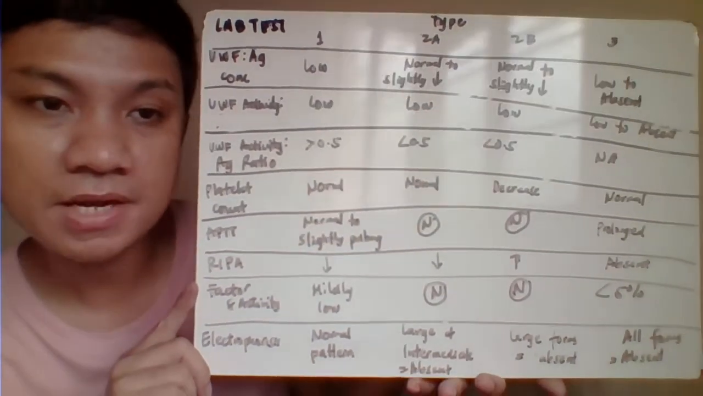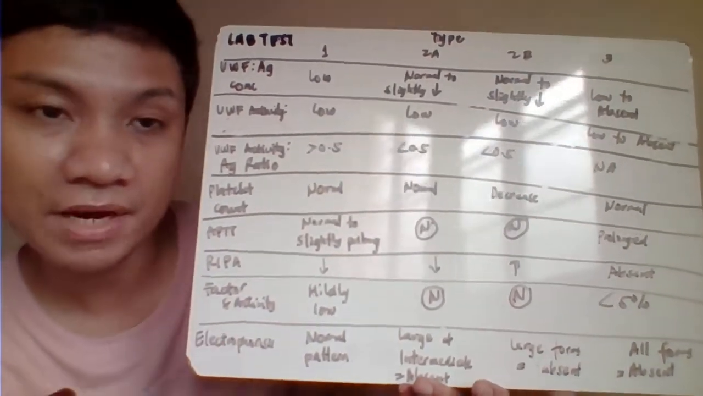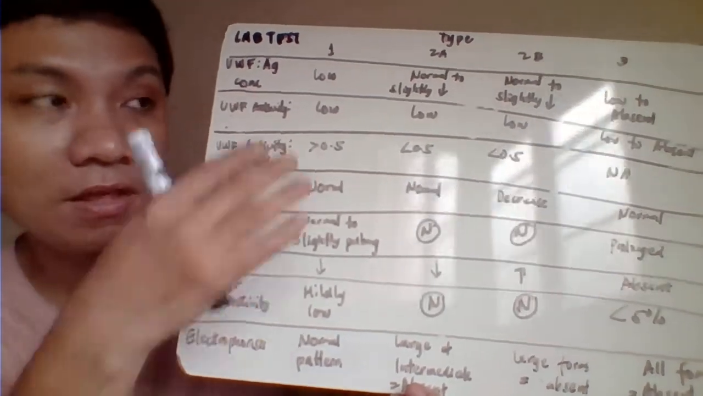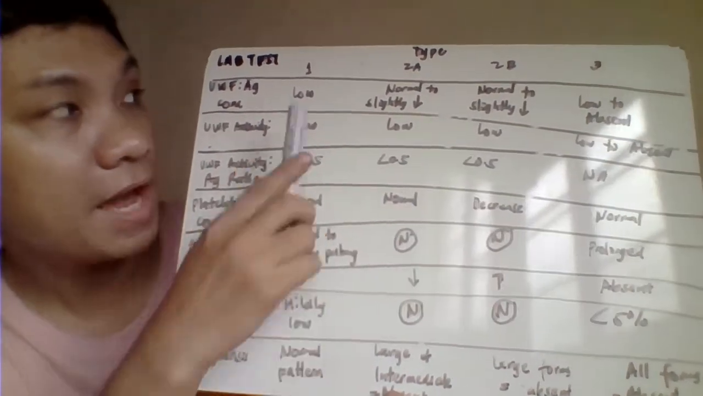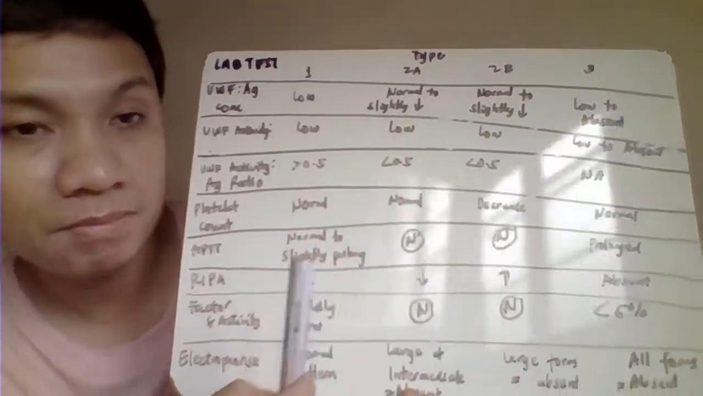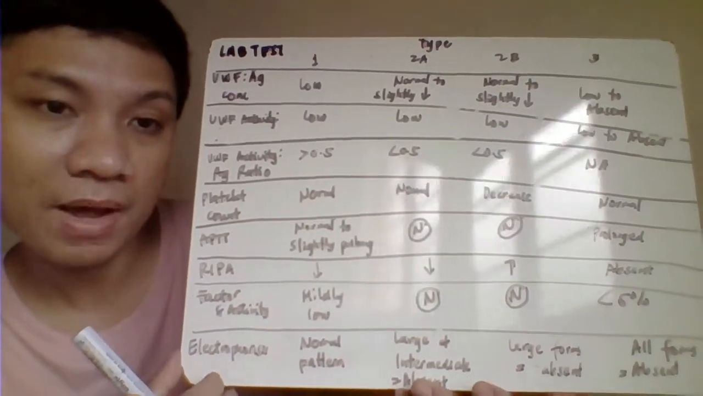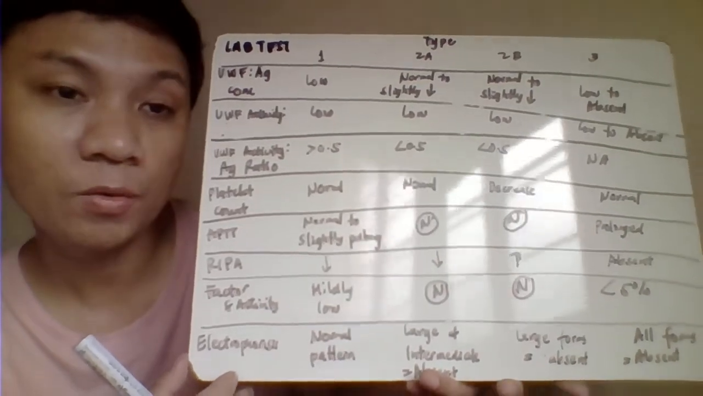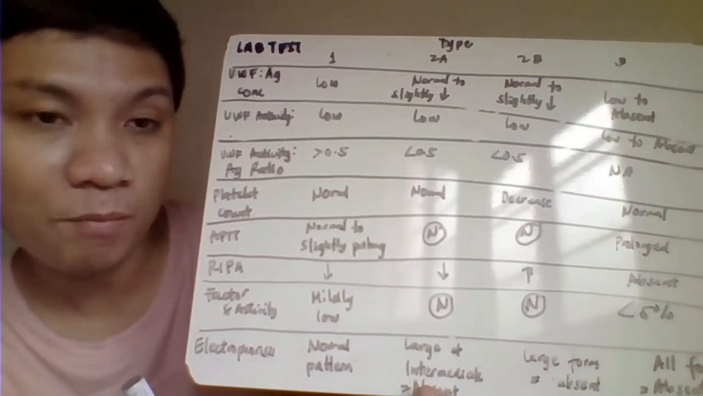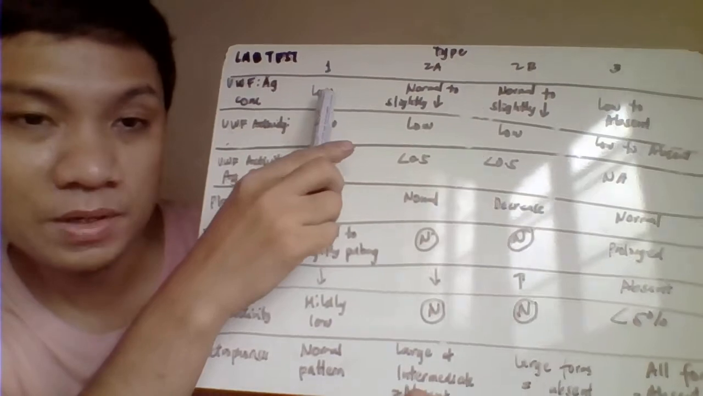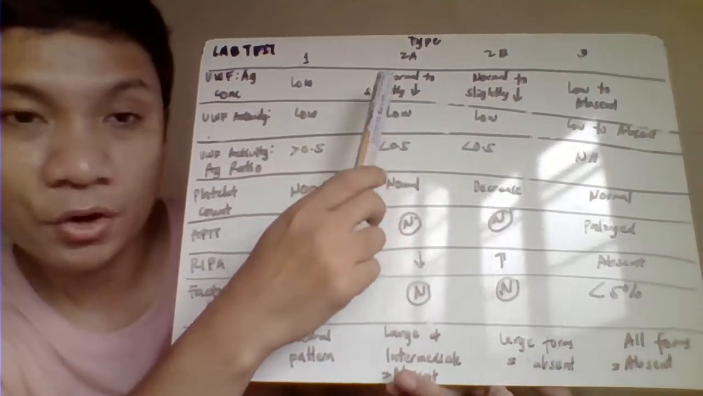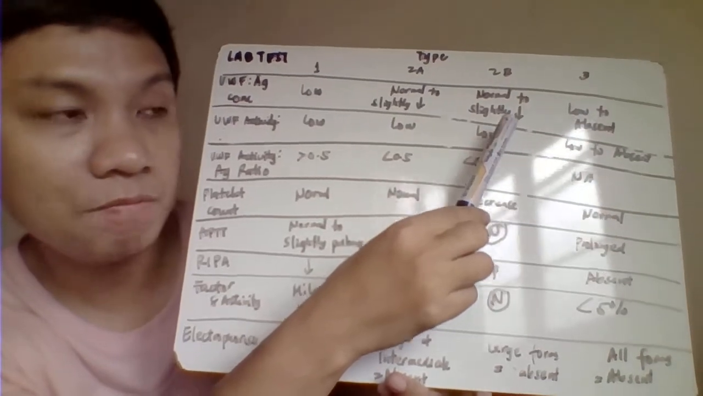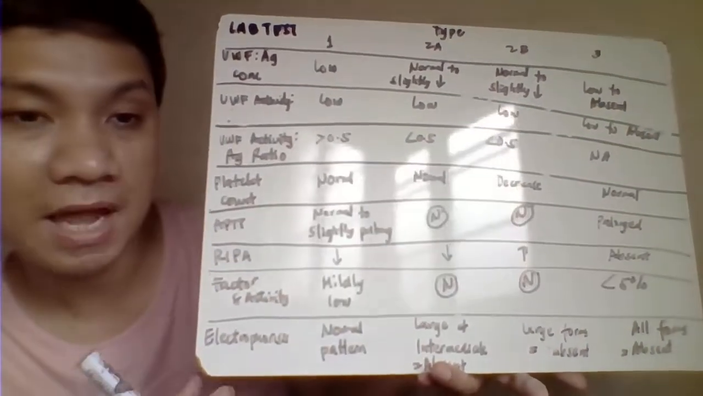Okay, then we have also here the classification of your different types of our von Willebrand disease according to the different parameters. We have your type 1, type 2A, 2B, and type 3. Okay, so basically we have here in terms of their antigen concentration, von Willebrand antigen concentration, type 1 would have your low na antigen concentration, normal to slightly decreased in type 2A, normal to slightly decreased in type 2B, low to absent for your type 3.